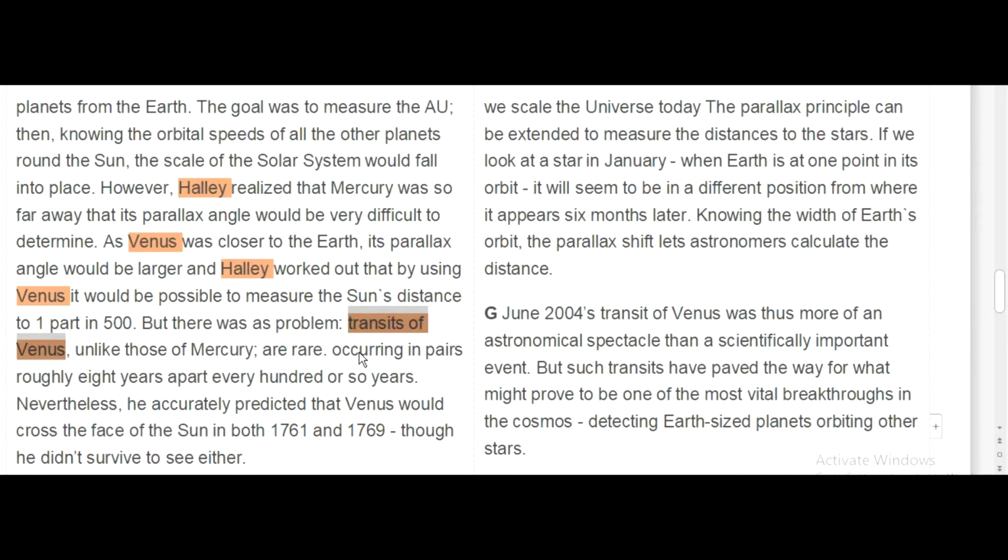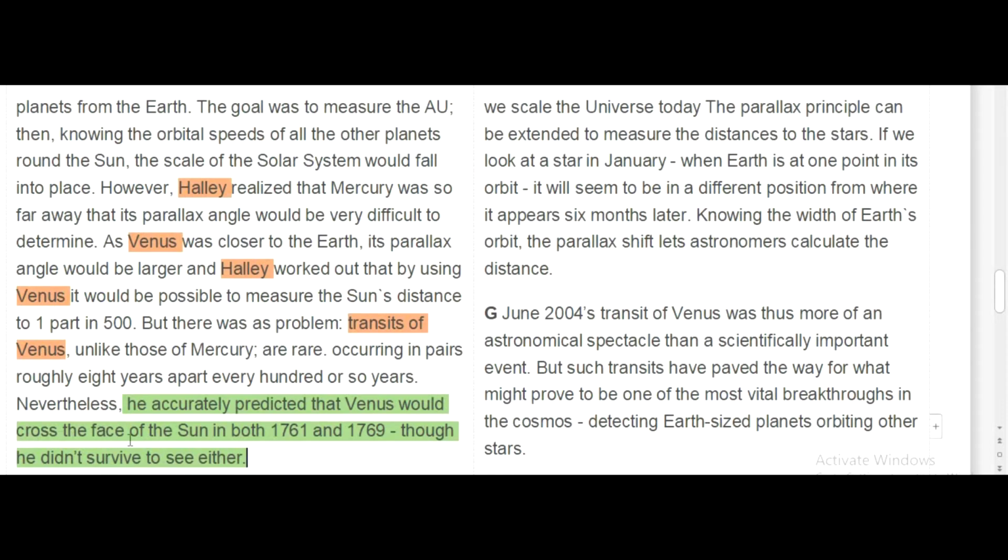I still haven't found it, but let's read ahead, because it says he, so it is referring to Halley. So let's read. Nevertheless, he accurately predicted that Venus would cross the face of the Sun in these both years, though he didn't survive to see either. Guys, this is our matching sentence. I'm gonna underline this.